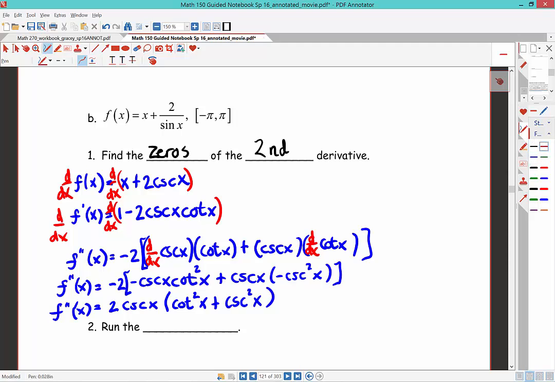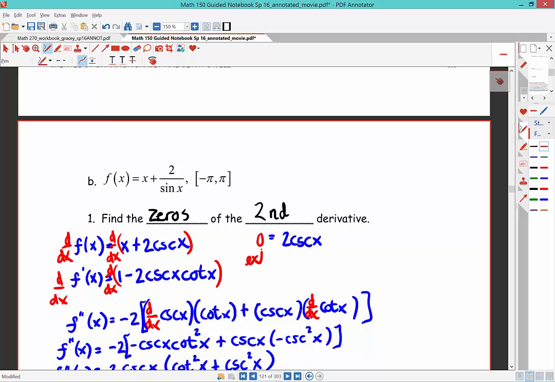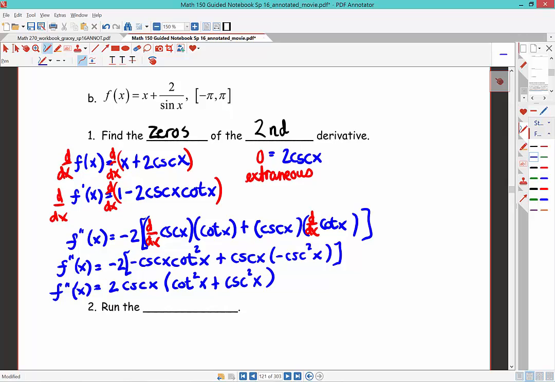So does the cosecant function ever have an output of 0? No, right? Because its range goes from minus infinity to -1 inclusive, and then 1 inclusive to infinity. So when we set 2 cosecant at x equal to 0, that's an extraneous answer. It's not possible. So that gets thrown out. That wasn't the factor that was 0.